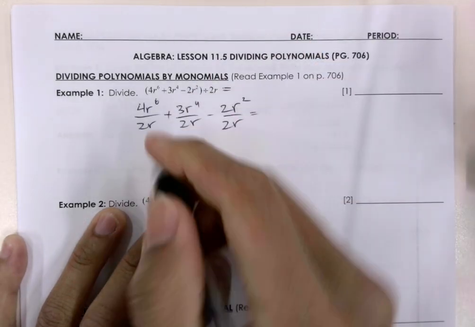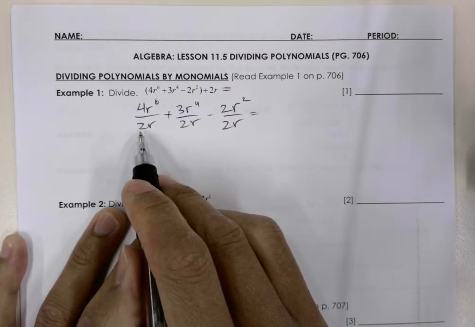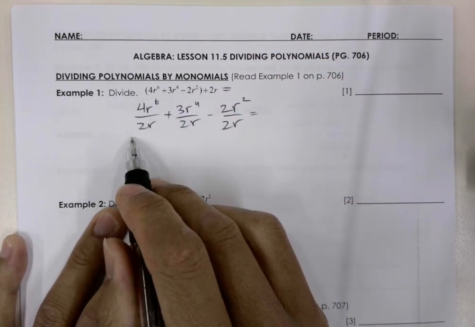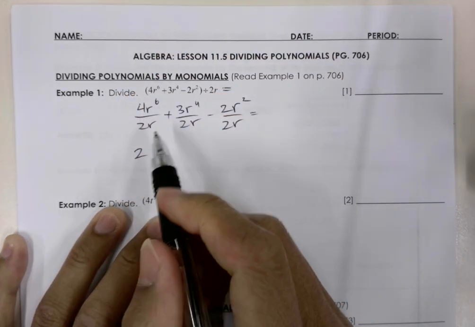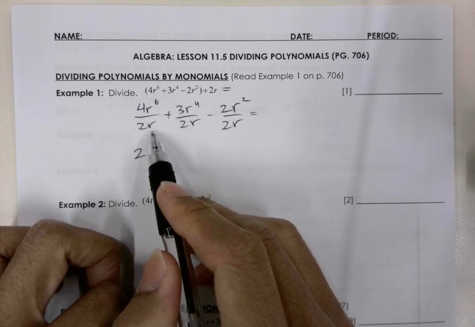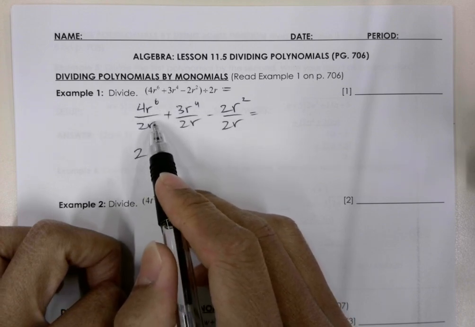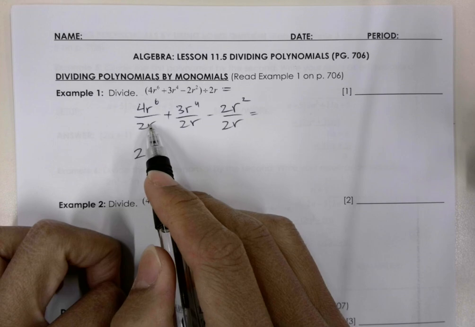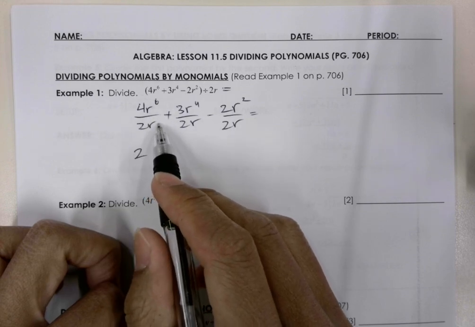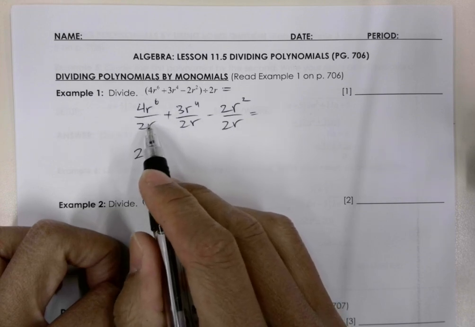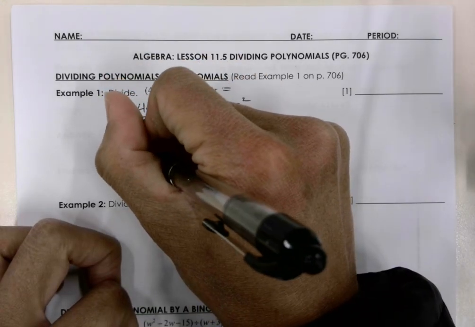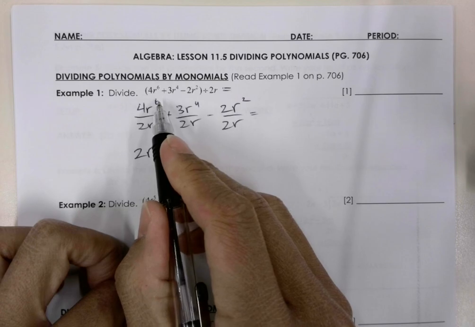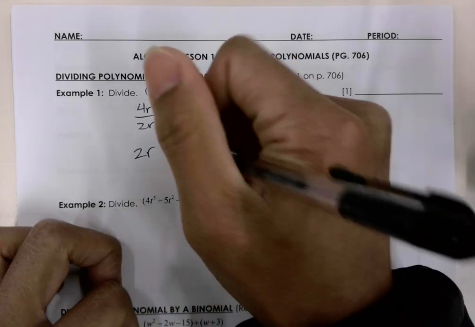So we have 4 and 2, the greatest common factor is 2. So that becomes 2. And then we have r to the 6 divided by r. So when we divide, we subtract the powers. Here there is no power, so the power is 1. So it is going to turn out to be r to the 6 minus 1. So that's r to the 5.